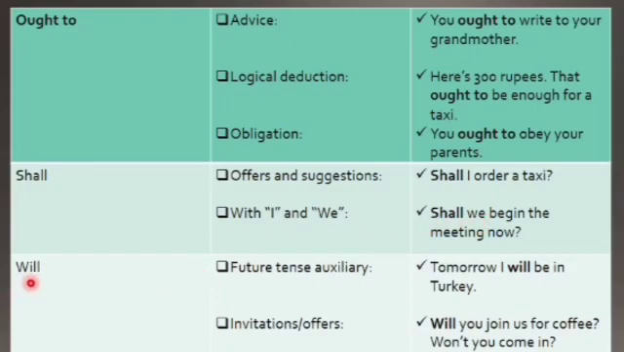The last one is will, the modal verb will, which is used to show future tense in an auxiliary form, meaning helping verb or helping form. And it is also used for invitations or offers. Tomorrow I'll be in Turkey. So here the modal verb will is used as an auxiliary verb indicating a tense which is in the future. Will you join us for coffee? Won't you come in? So here the person is offering a cup of coffee.